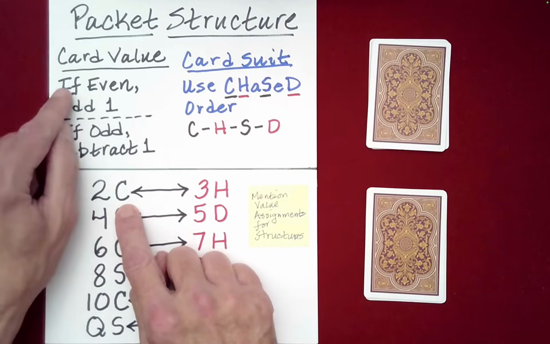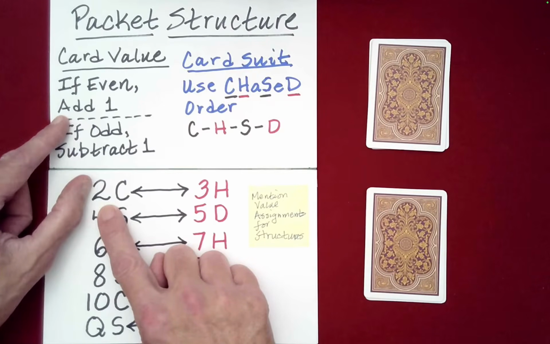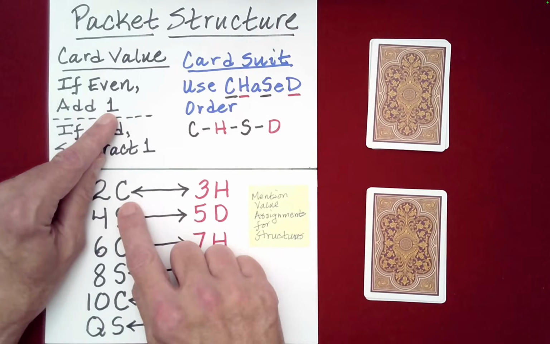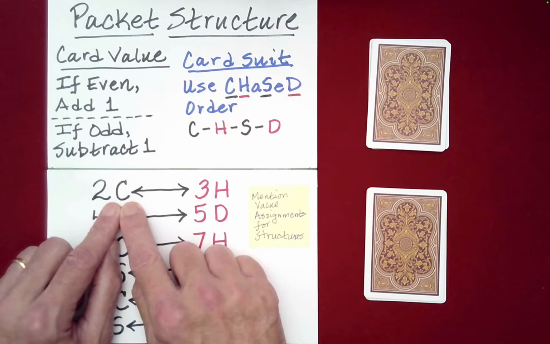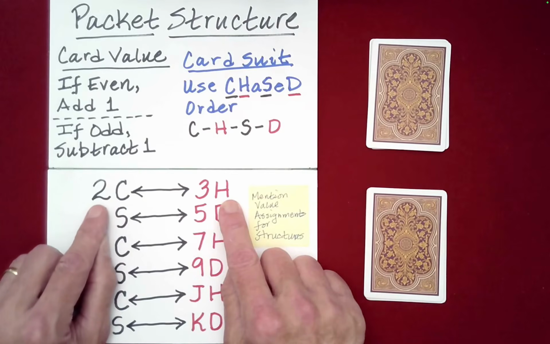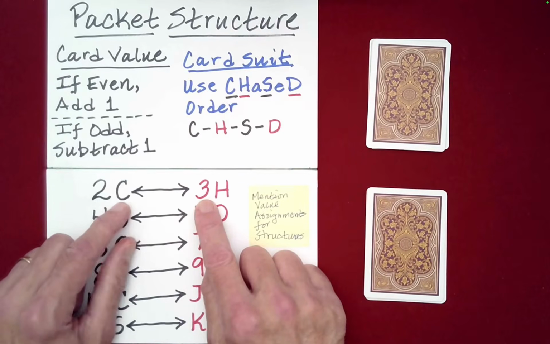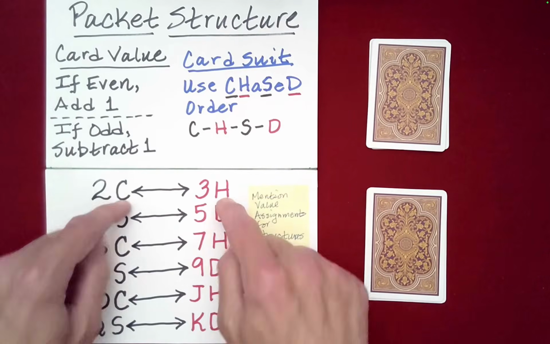So if I see an even value, like a 2 for the card value, I add 1 to get the 3. For the suit, I just follow the CHaSeD order. So if I see a club, then I know yours is a heart, okay? So I saw the 2, it's even, so I add 1, I get 3. I see a club, so I go 1 further in CHaSeD order, which lands me on a heart, okay?